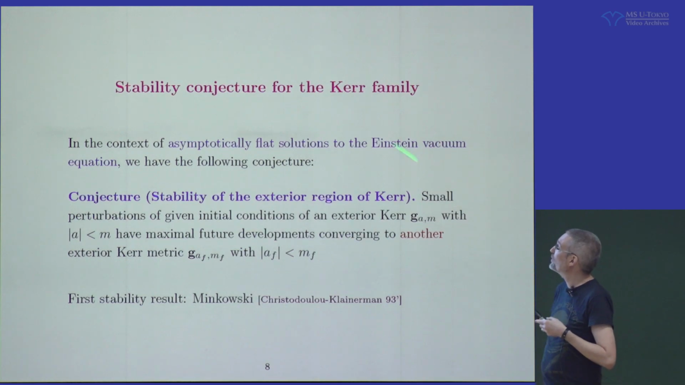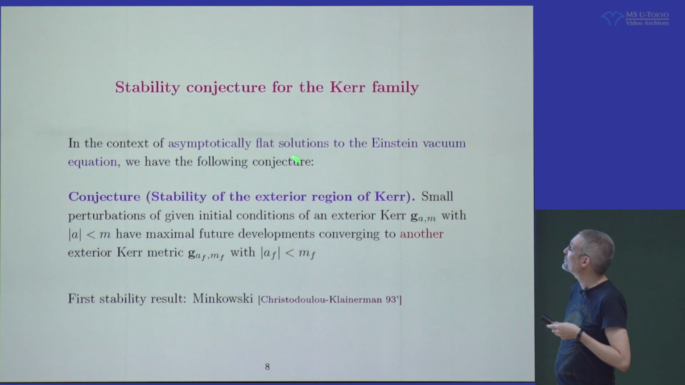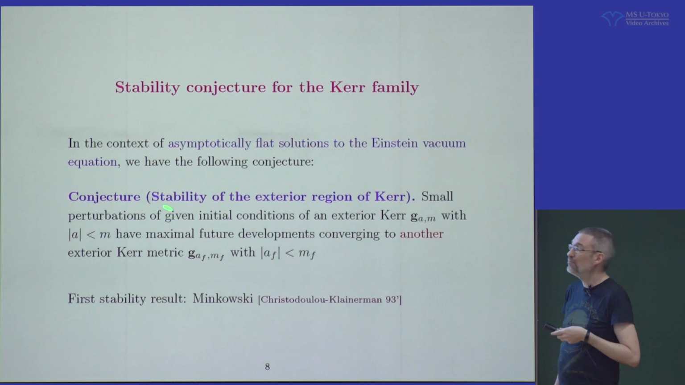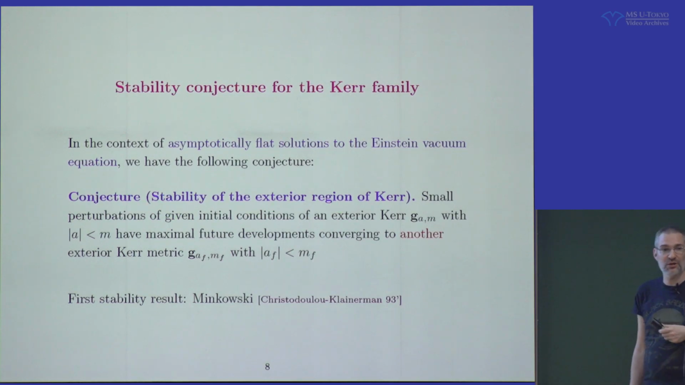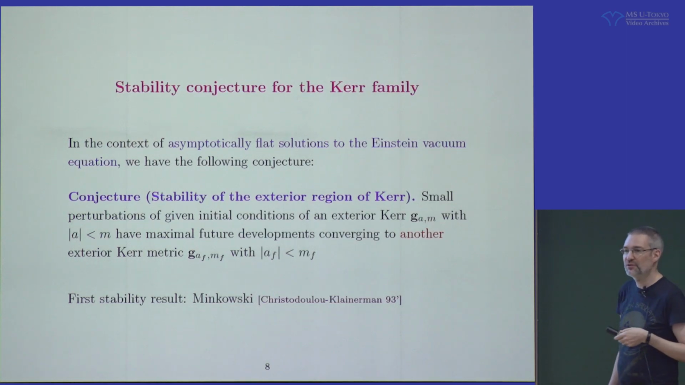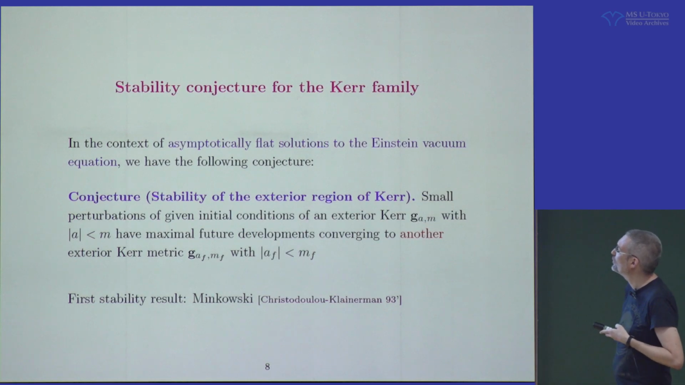So let me remind you that we are in the context of asymptotically flat solutions to Einstein vacuum equations. And in this context, we have the following conjecture. First of all, it's not the conjecture of the stability of the entire solution, but only of the exterior region. The exterior region is the region outside of the black hole. In fact, the inside of the Kerr black hole is expected, on the other hand, to be unstable. So that's why we have to focus on the exterior region.